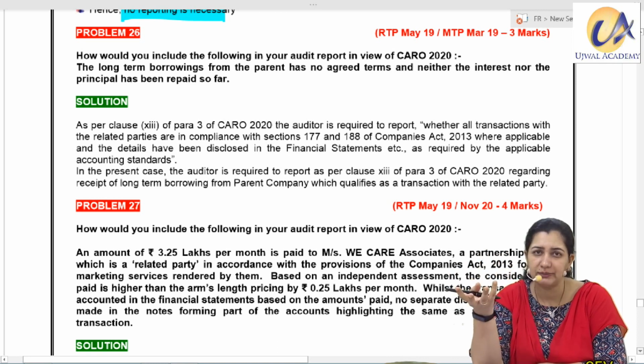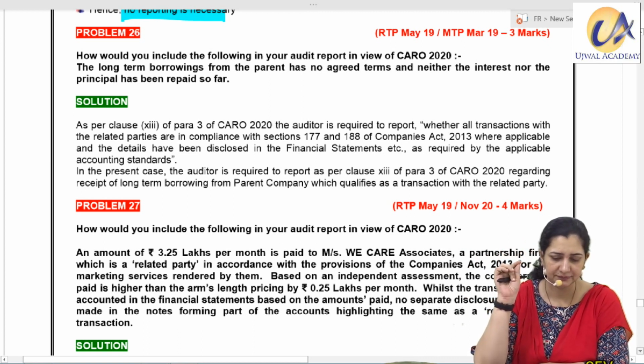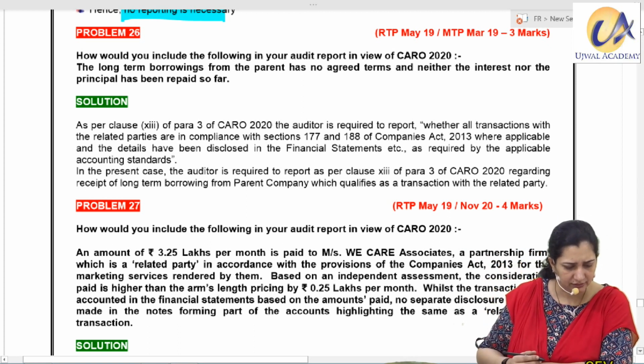So again, which point will be there? Loans taken. Loans taken is coming quite often in this. So we have got it under loans taken. They have not mentioned that loans taken point. Only the related party point is given. You can add this.